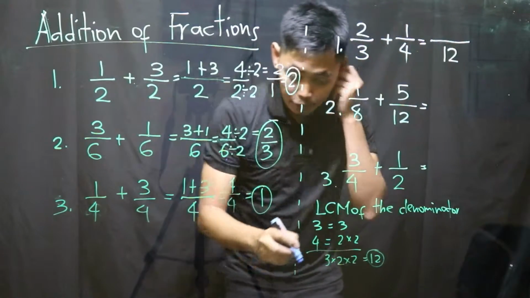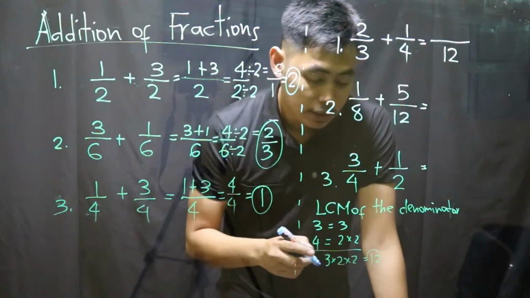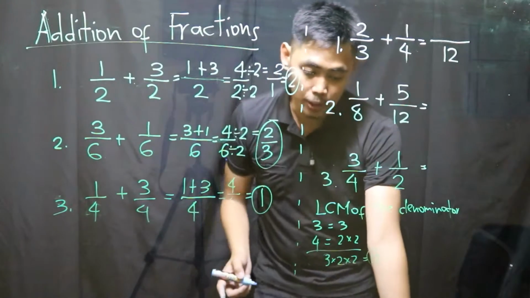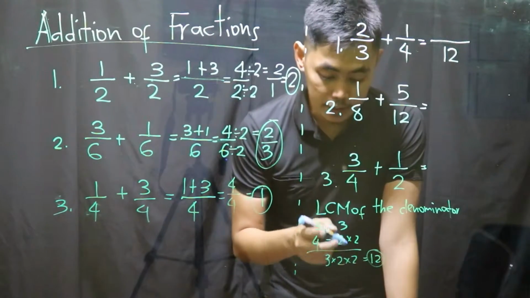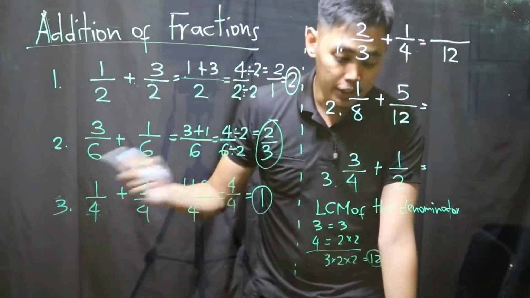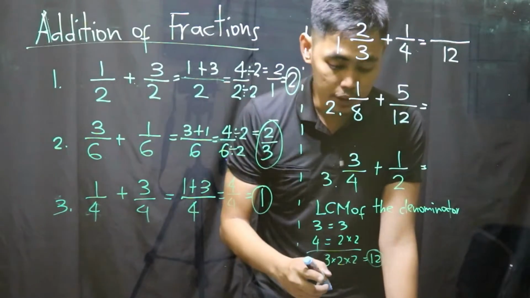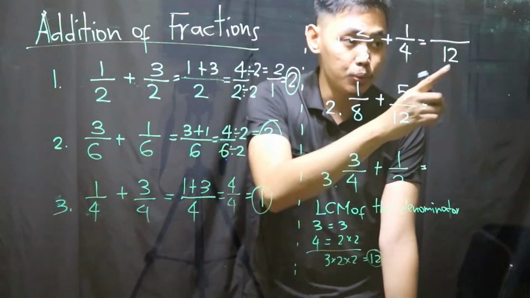If you have difficulties in getting the LCM, I would suggest that you look up the previous videos because I discussed that one thoroughly. But this time, we will focus more on addition of fractions. So you can review it and then come back once you have fully understood the topic. So 3 times 2 times 2, that would be 12.